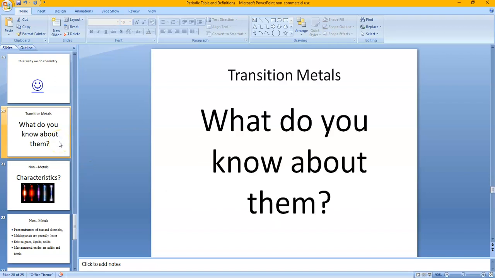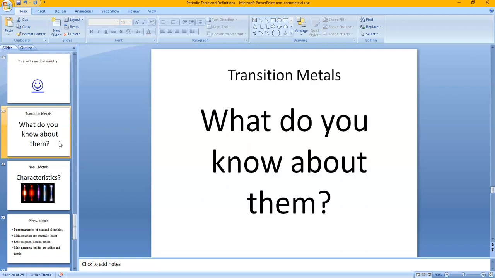Okay, so transition metals. Some things you need to know about transition metals are that they have multiple charges because their valence electrons are more fluid, and because their electrons can move around, they have properties that allow them to bend and shape and be conductive and all of those different things.